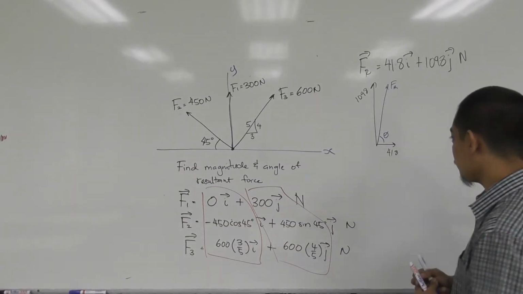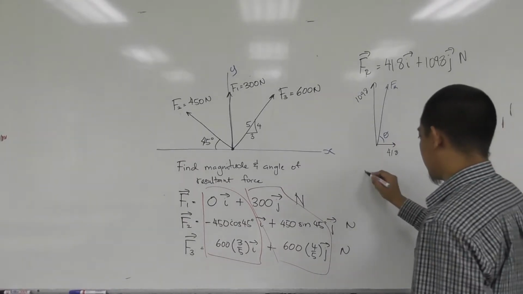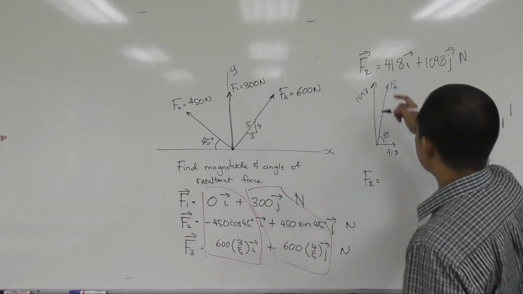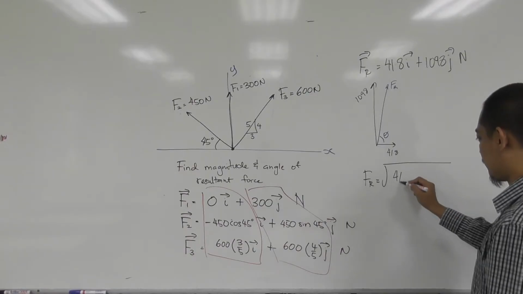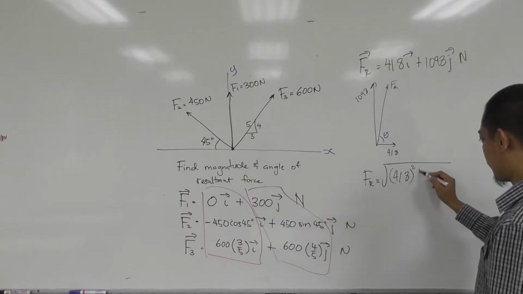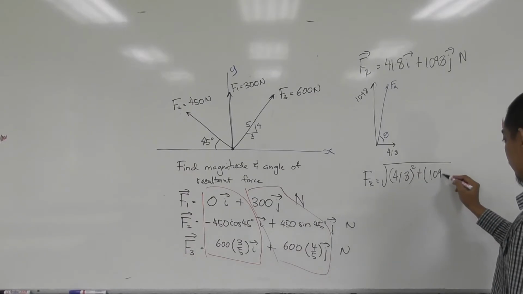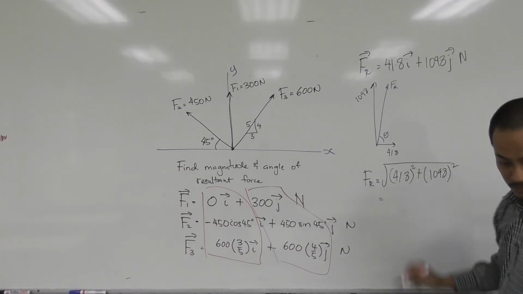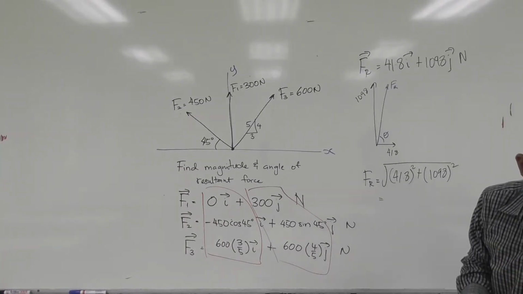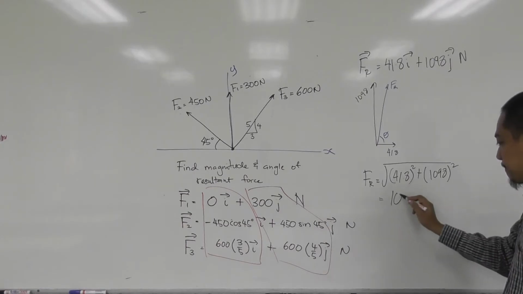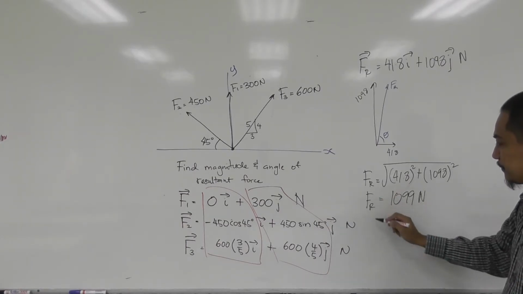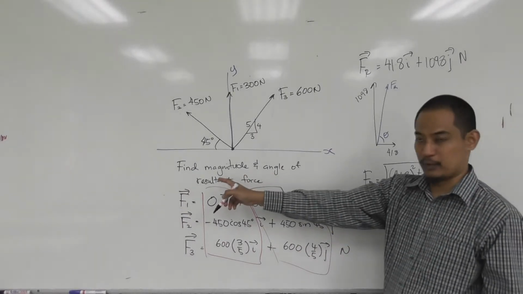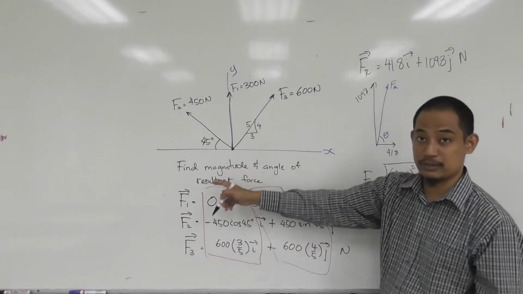Now, how to get FR is simply, this is the vector, this is the magnitude, right? So square root of 41.8 squared plus 1098 squared, and what do you get there? 1099 Newton. Right? That's one element, one value that we need to find.